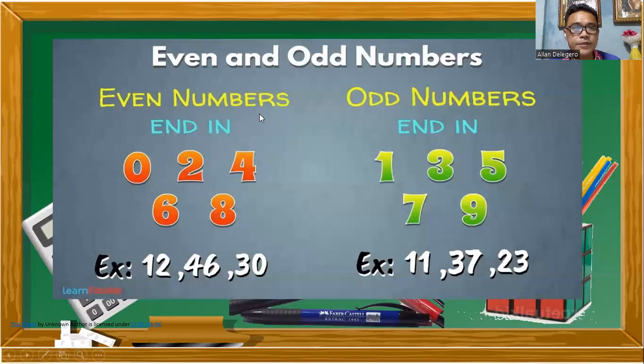Even numbers end in 0, 2, 4, 6, 8. Examples 12, 46, 30. Then odd numbers end in 1, 3, 5, 7, 9. Examples 11, 37, 23.